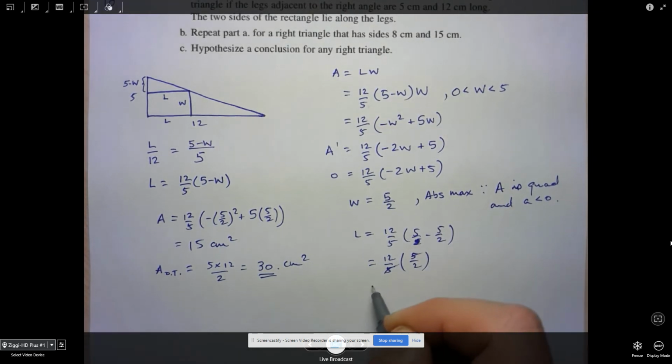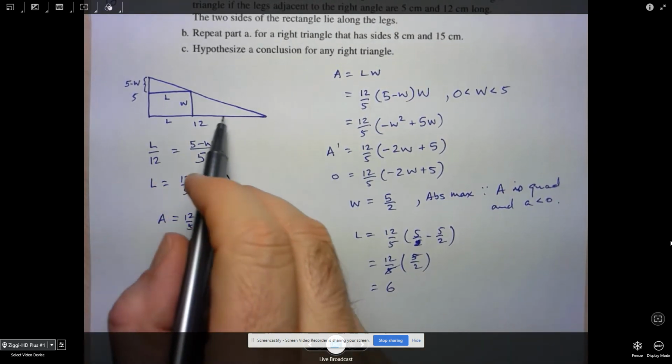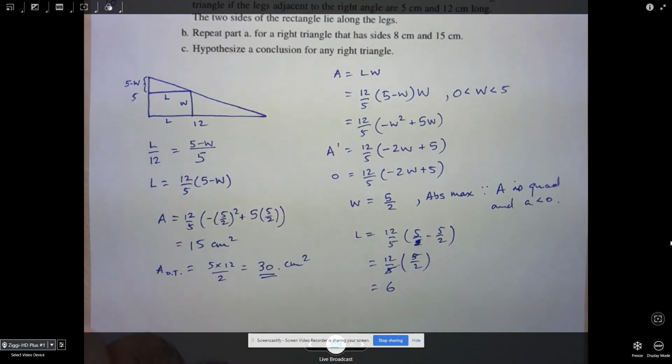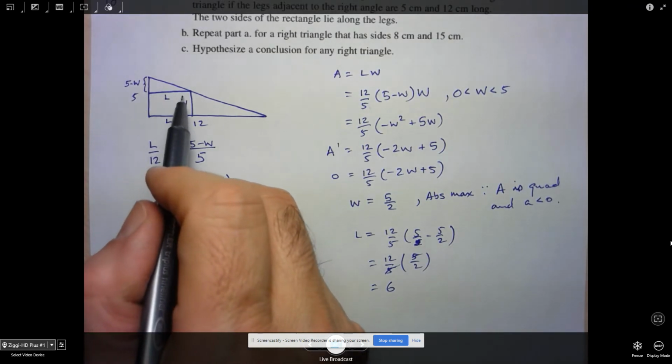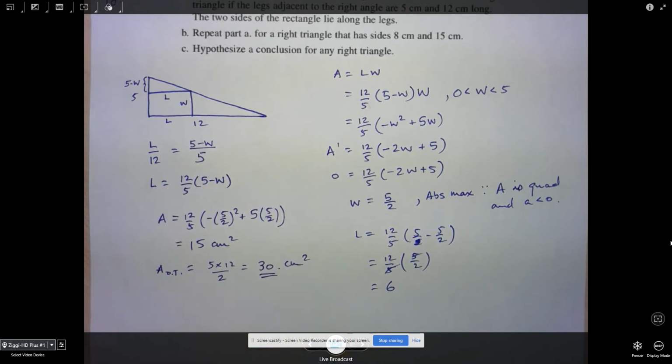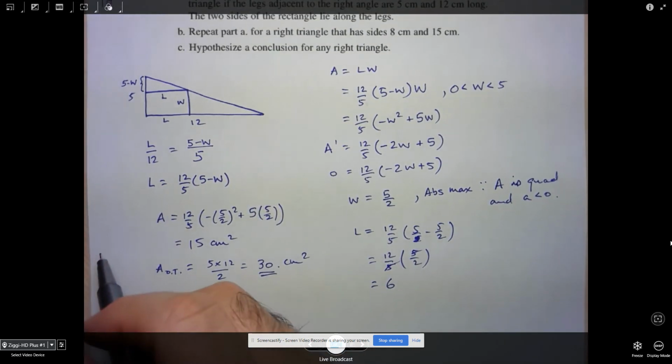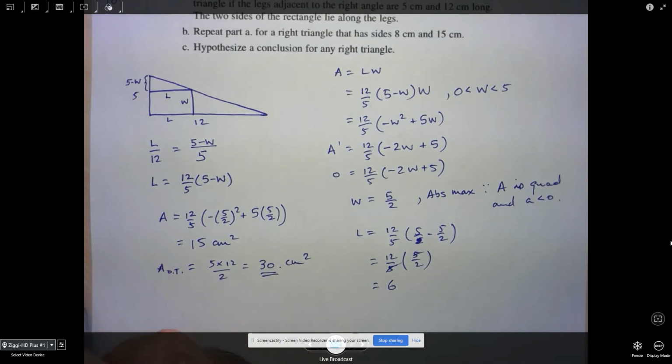Okay. And what do we have? 6, which is exactly half of this length here. So it means that the largest rectangle is going to be the one where it hits the midpoint of the hypotenuse, which might have been a good hypothesis to begin with. If we had to pick one, that would have made sense. Okay, and I think you'll see that if you do it with that other triangle, you're going to get a very similar pattern.